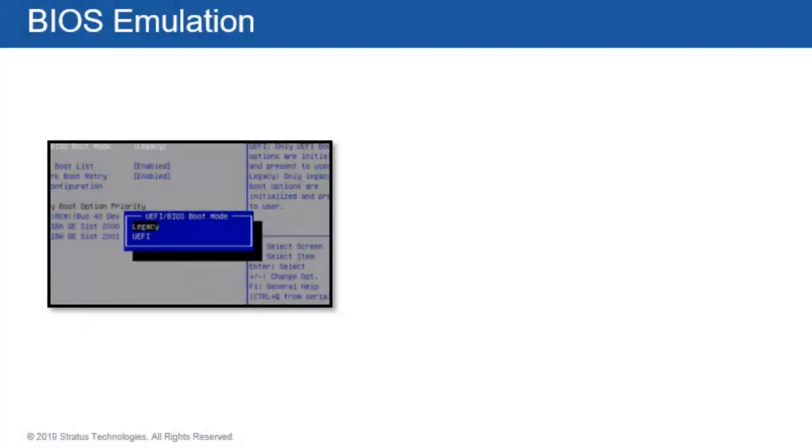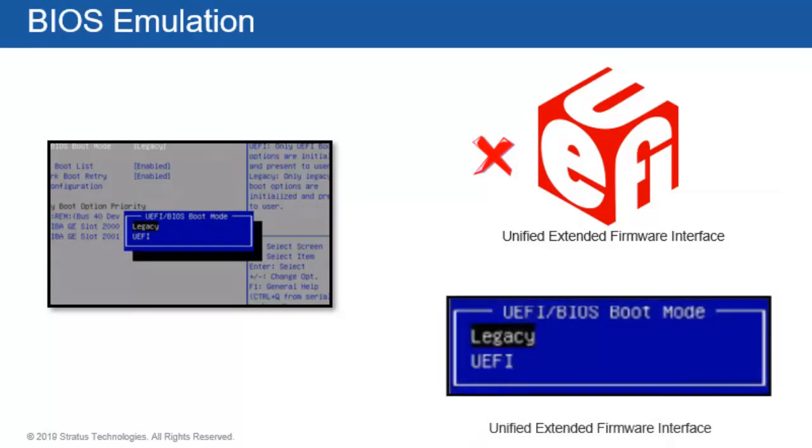And finally, Legacy BIOS and UEFI are two firmware interfaces that connect a computer's firmware to its operating system. Please note that currently our guest BIOS emulation does not include UEFI support. The Legacy BIOS firmware interface is the only supported option at this time.